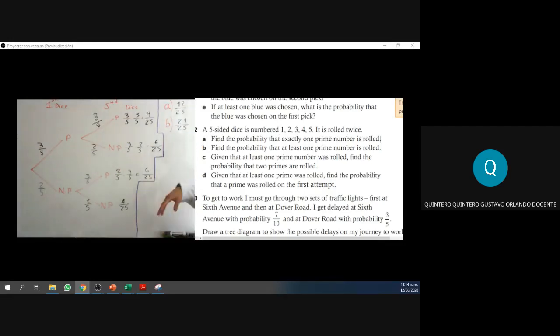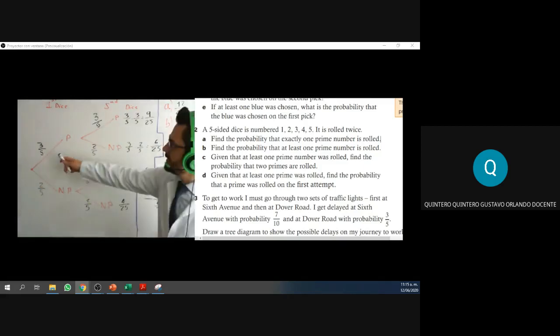So let's do question C. Always begin with the condition, right? At least one prime number was rolled. So we know our probability was, the denominator is 21 over 25. How do we know that? Well, that is the answer to question B. At least one prime number was rolled.